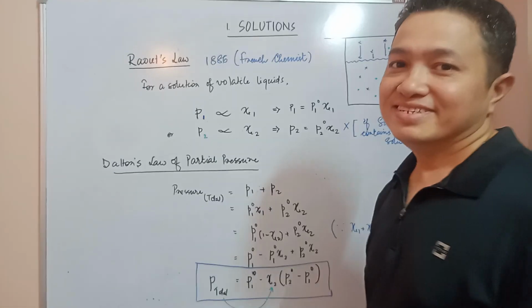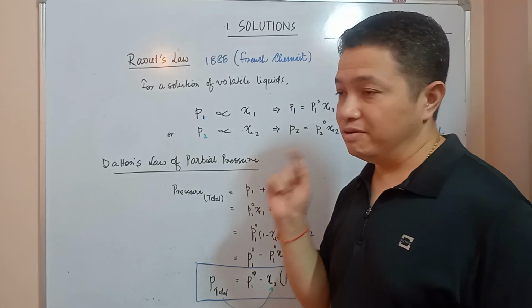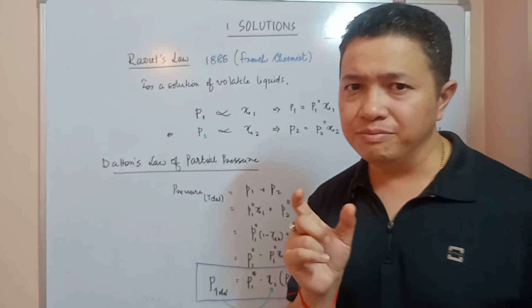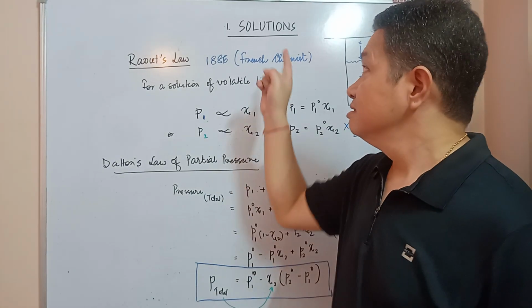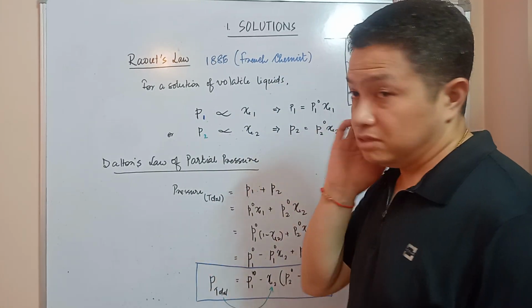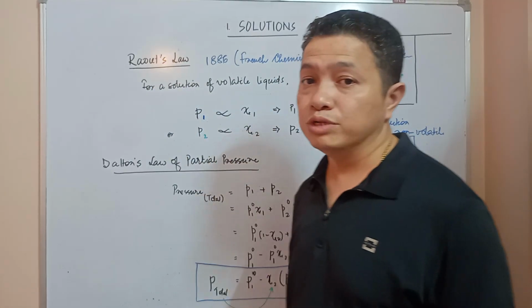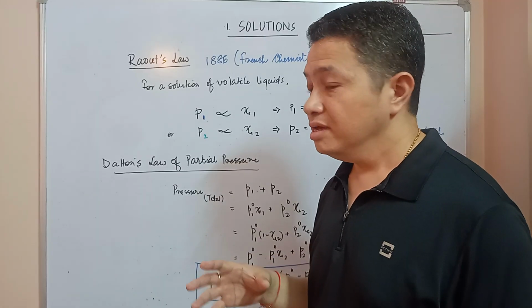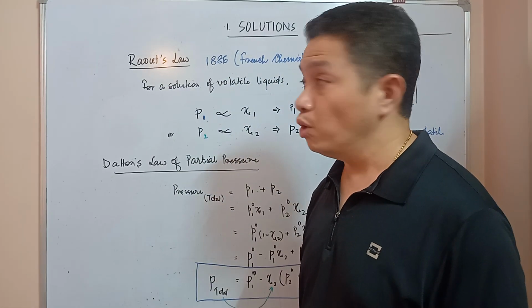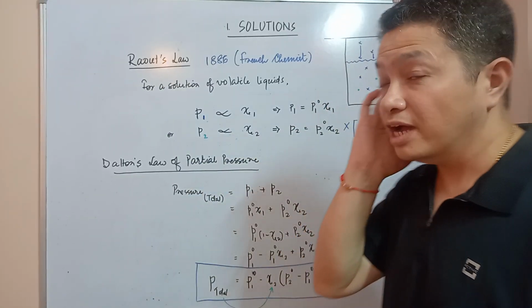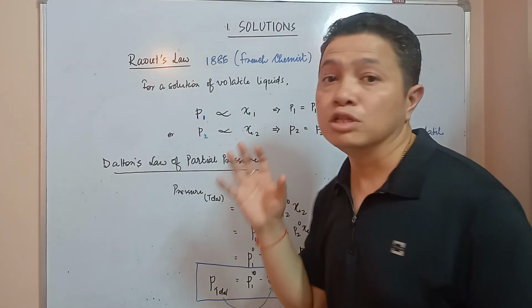Hello. So we will learn solutions. A very simple but very important concept that will help you understand solutions better. It's a law called Raoult's law, which has been named after a French chemist in 1886. Let's try to understand what Raoult's law says.